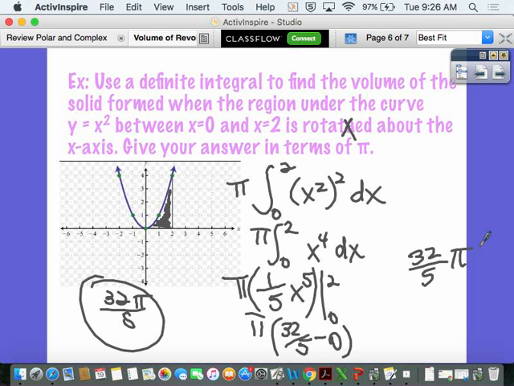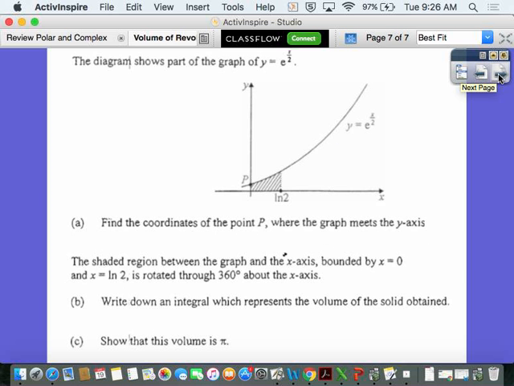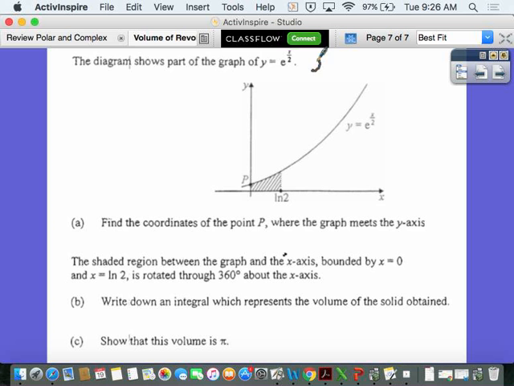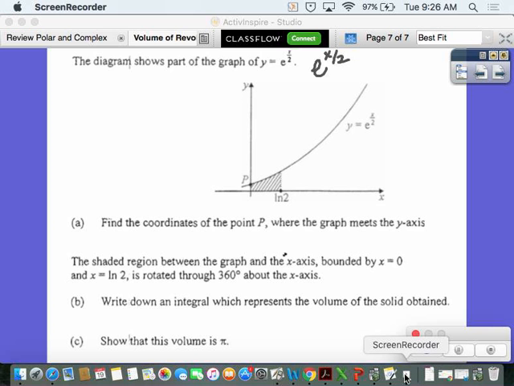Last one, this one is pulled from an IB test. Write it down. It's a little long, okay? And then I want you guys to answer it. It's not hard. That might be hard to see, but that does say e to the x divided by 2. Go ahead, write it down, I'll give you about 2 minutes.